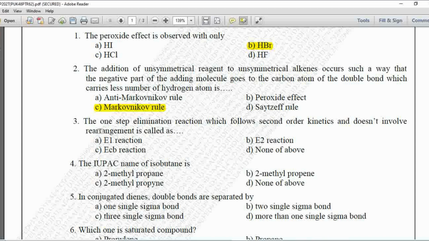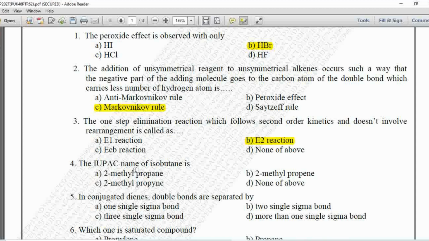Next MCQ: the one step elimination reaction which follows second order kinetics and doesn't involve rearrangement is called, option A is E1 reaction, B is E2 reaction, C is ECB reaction and D is none of the above. So a one step elimination reaction which follows second order kinetics and doesn't involve rearrangement is called an E2 reaction. So the correct option is E2 reaction.